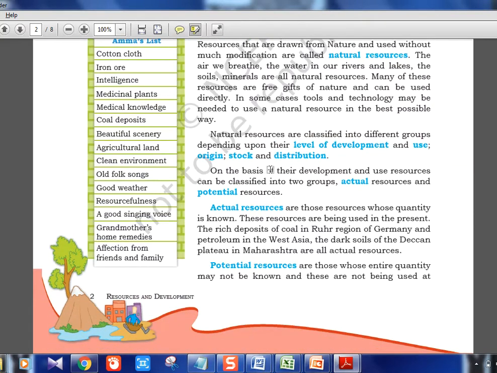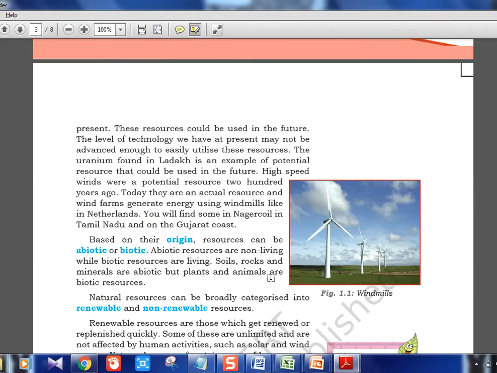So within natural resources itself, they have two types. Okay, actual and potential. They are telling actual resource and potential resource. So what is the difference? Actual resource is one whose quantity is known. Okay, like we'll say this much coal is there in this mine, or this much soil is there in the Deccan Plateau. So you know that something is there. So that is actual resource. But potential resource means the entire quantity may not be known. Okay, entire quantity may not be known, and these resources could be used in the future.